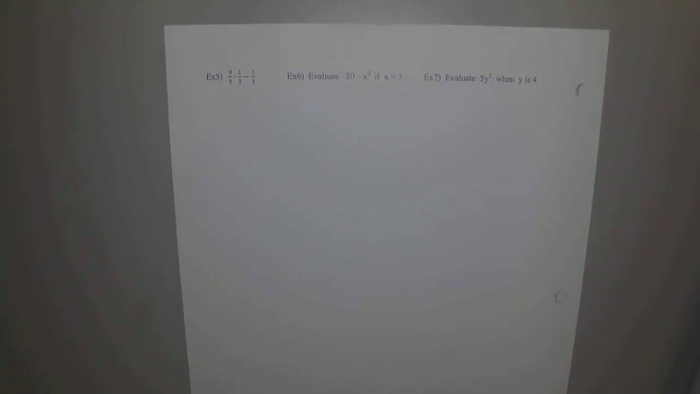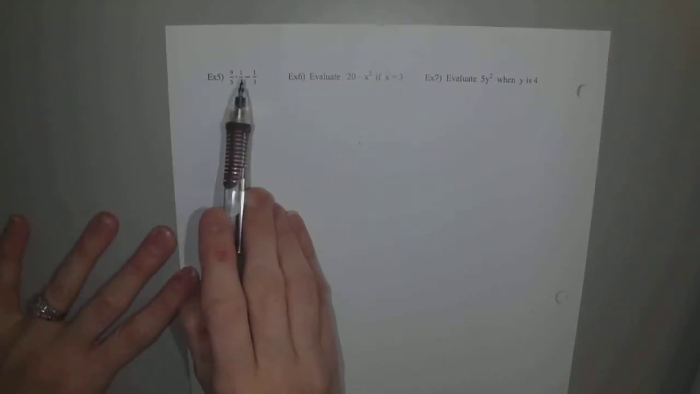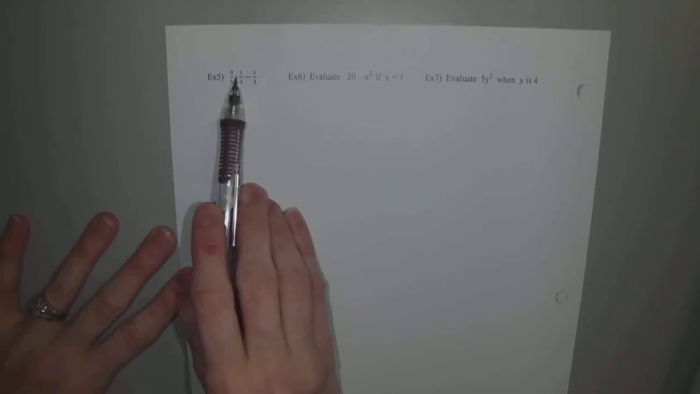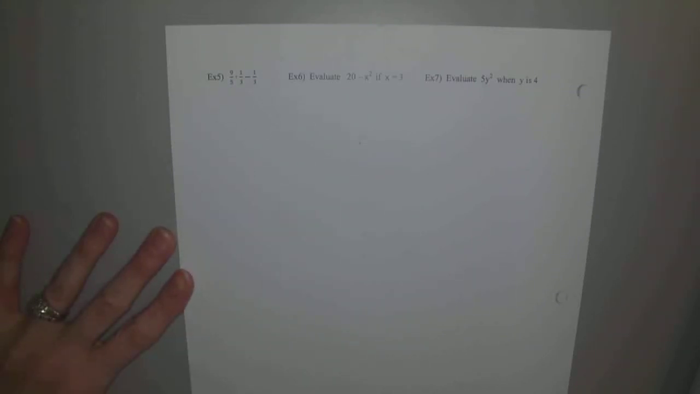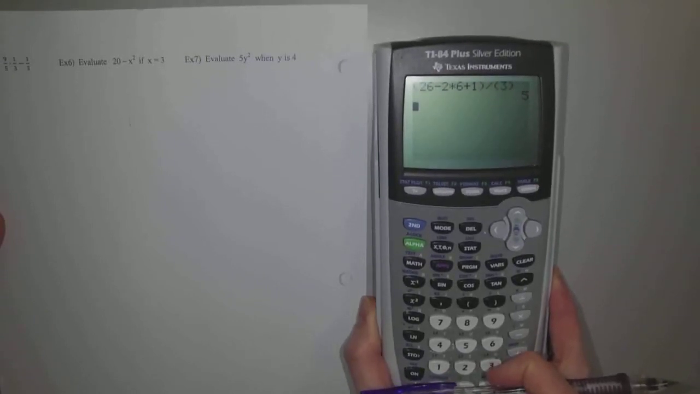All right, so this is kind of the same idea, but they're like, okay, now that you know order of operations, what if we throw in fractions? What if we throw in variables, right? New stuff. So let's look at this one. Example 5 is 9/5 times 1/3 minus 1/3. What are we going to do first, the multiplication or the subtraction? Multiplication, okay?